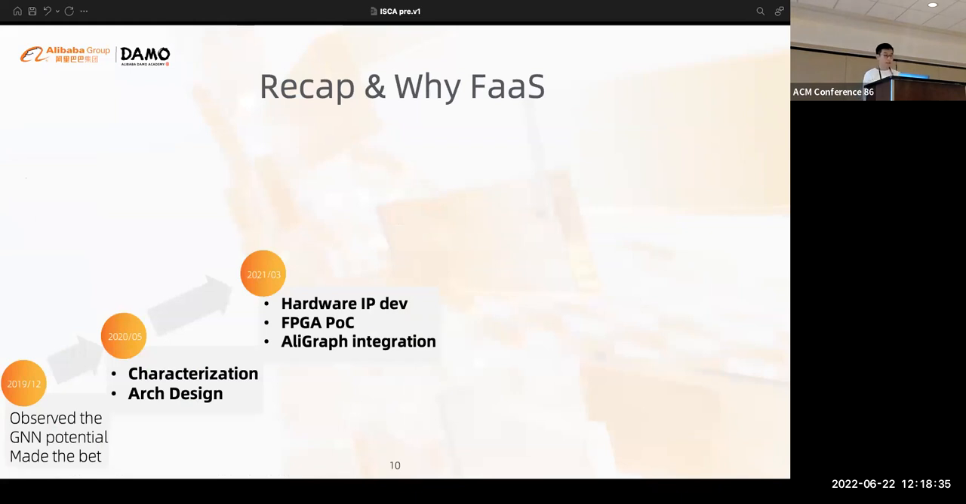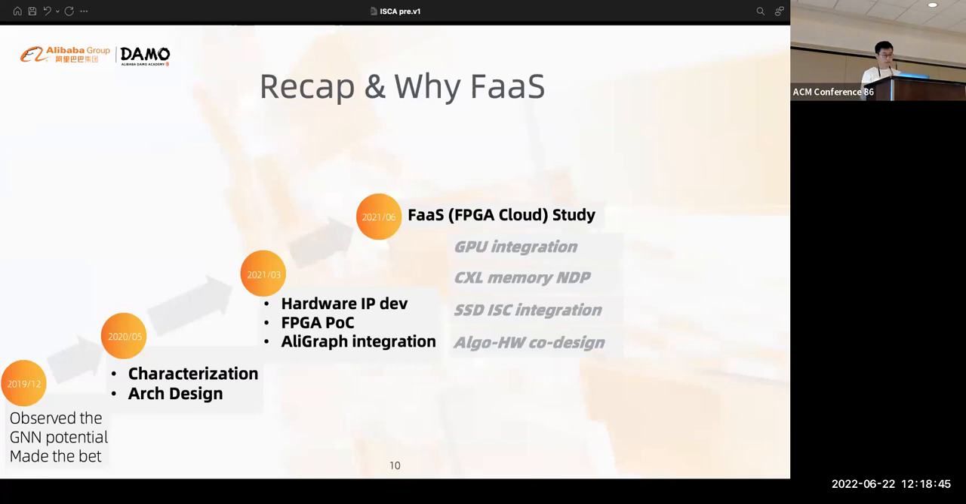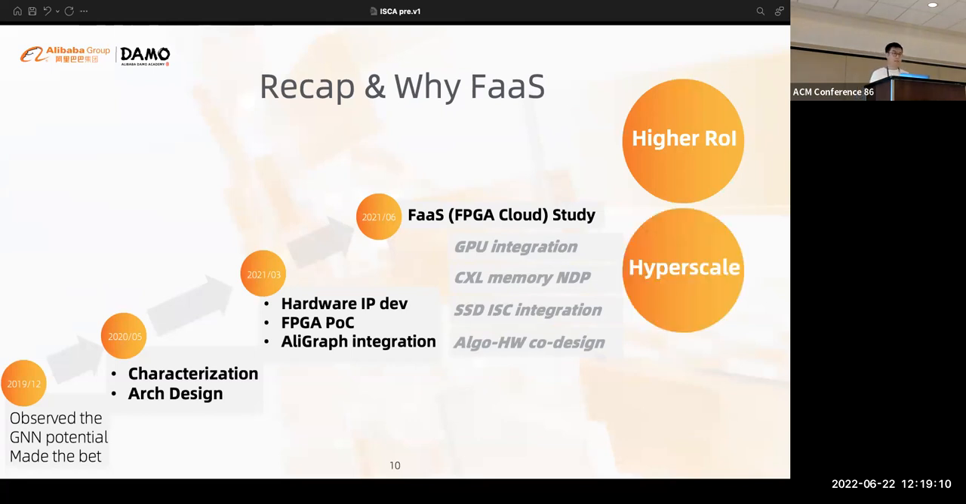So after the hardware IP development with the FPGA and integration with the software, the next thing we were going to do was to deploy such an architecture. We looked at different directions, and then finally we decided to go with cloud FPGA. The reason is that cloud FPGA provides a higher return on investment, especially compared to other directions where you have to do ASIC design. It's also naturally hyperscale, with better scalability, and it's flexible just in case the GNN has some major change in the future.